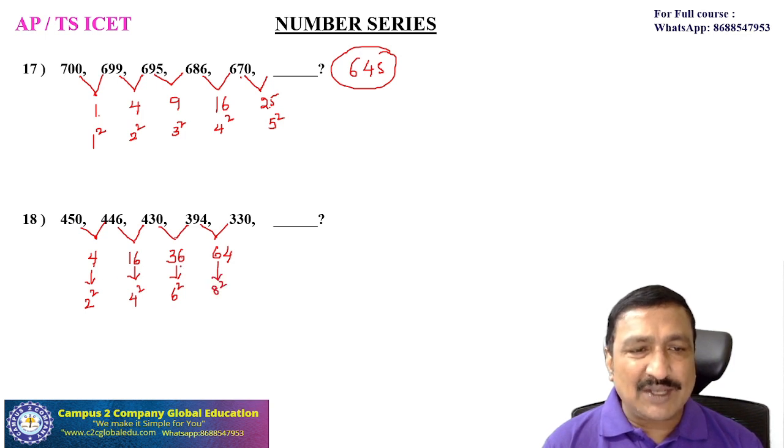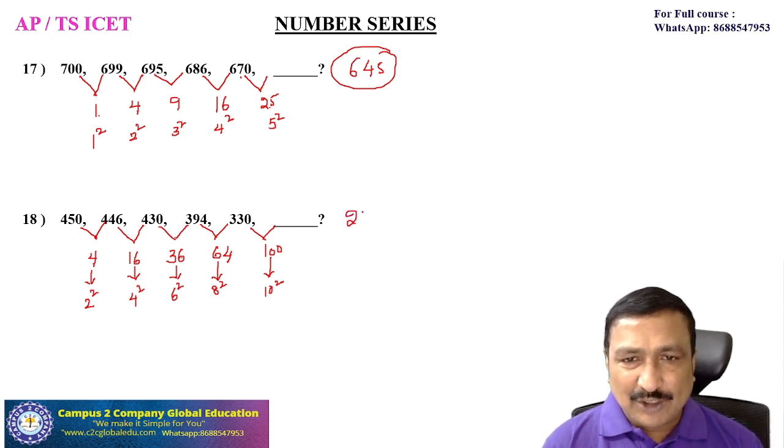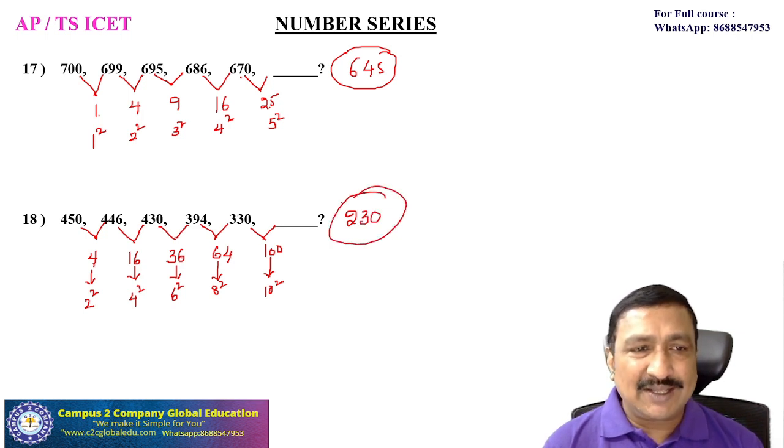So these are the squares of even numbers. So the next number should be decreased by 10 square. So 10 square is nothing but 100. So we have to subtract 100 from this number. So 330 minus 100, which is equal to how much will come, friends? 230. So the answer for this question is 230, friends.